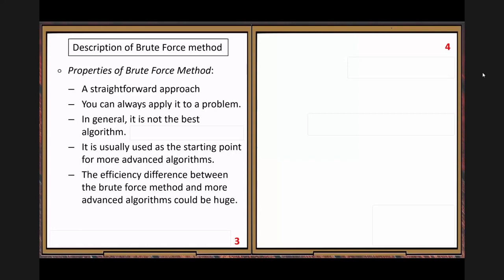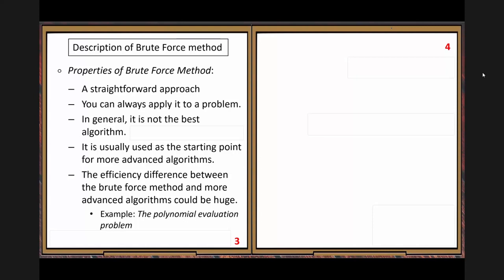The efficiency difference between the brute force method and the more advanced algorithm could be huge. You have seen it in our module 1, when we evaluate polynomial. Horner's rule versus the brute force method. The difference is huge. So we compared. Example, the polynomial evaluation problem.